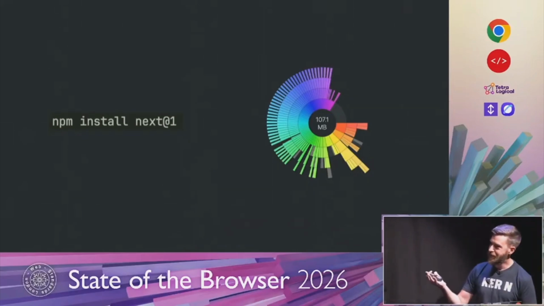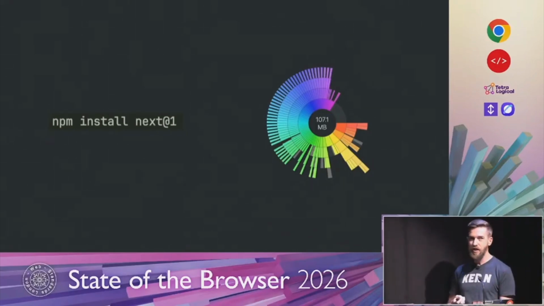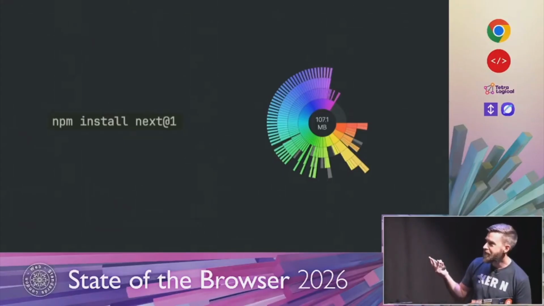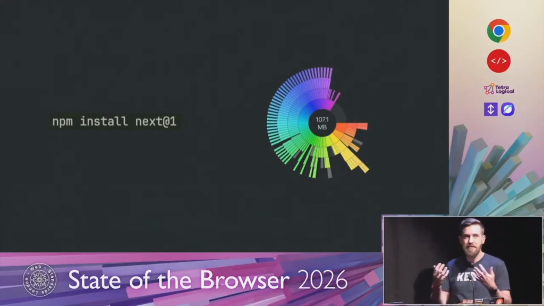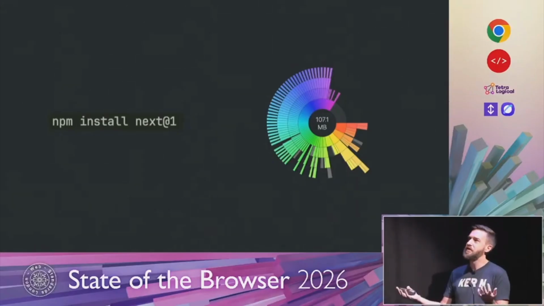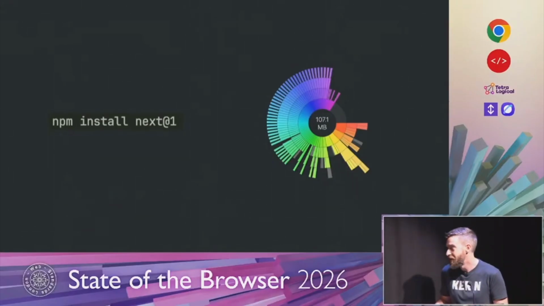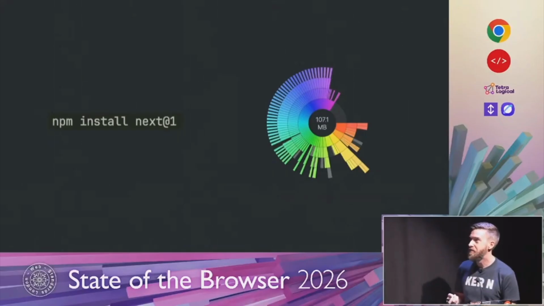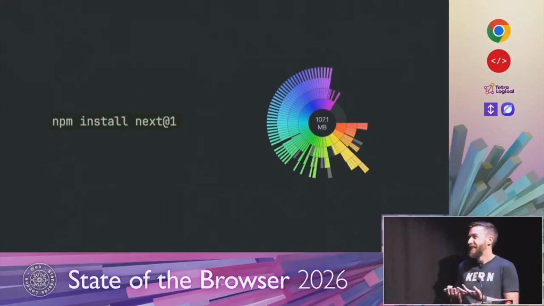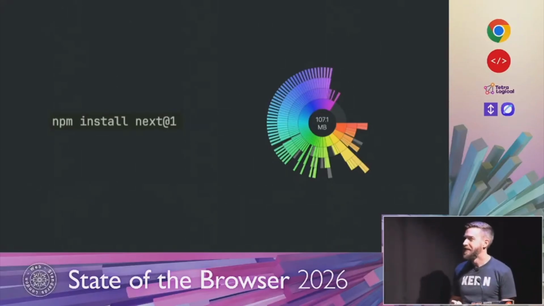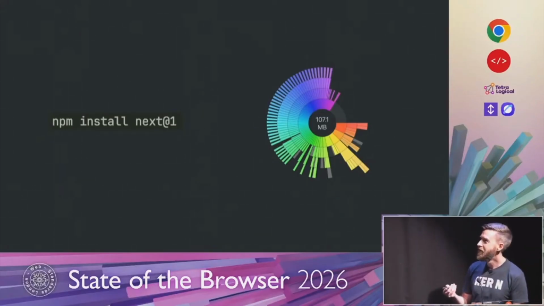But what I did is I went back and installed Next.js version 1. I thought it was okay when I looked at it. Next.js is sort of the thing that popularized server-side rendering in React. And version 1 was decent. It was only a 107 megabyte node modules install, which is not great, but the bar has gotten so much lower now.